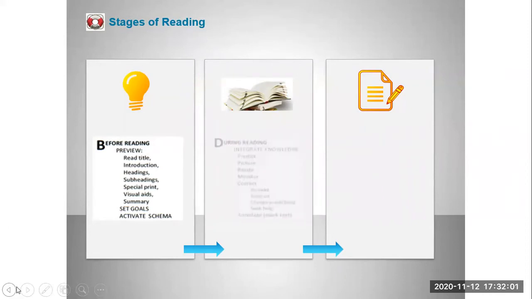Now, during reading, that's when you activate all that knowledge and predict, like you'll read something and go, I wonder why they're mentioning this. Is it important? Is it not important? I don't know. Let's just keep going, and maybe I'll get that answer later. But you're thinking through it as you're reading.